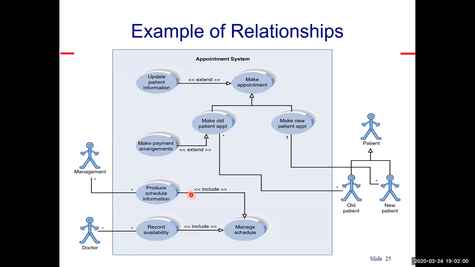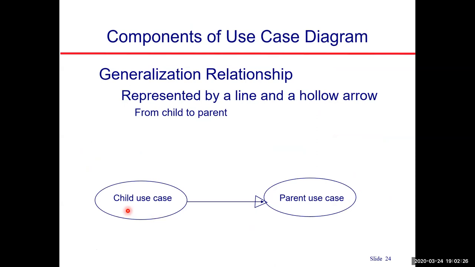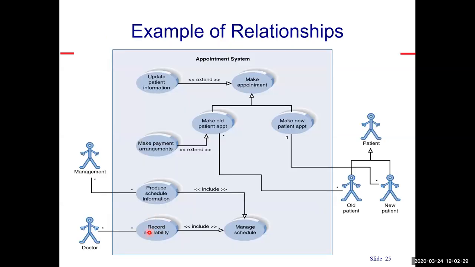يعني كيف لما بقول هون include produce schedule information include the manage so manage schedule included and what include this one include the produce schedule information, record availability include management مثل ما قلنا احنا between child use case and parent so this is the child and this is the parent فبالتالي record availability will be included in manage schedule, produce schedule is included in manage schedule.